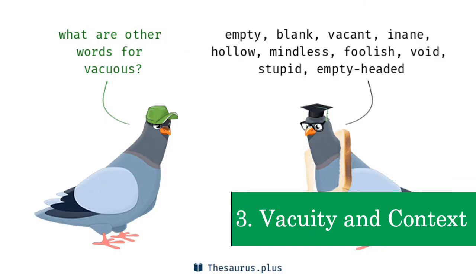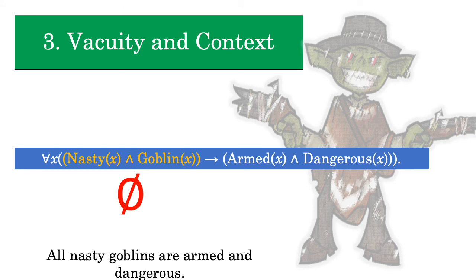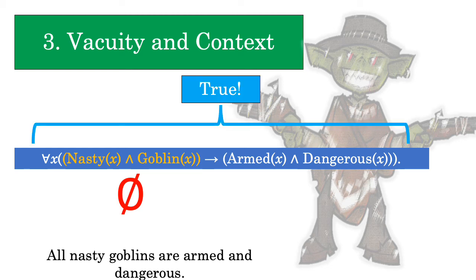Okay, let's wrap up by looking at a few odds and ends when it comes to translating quantified statements. Consider our last example. All nasty goblins are armed and dangerous. Now, one thing you may notice is that there are no goblins, right? Hence, there are no nasty goblins. So here's a question. Is this statement true or false? Well, it may seem surprising. The statement is true. It's what we call a vacuously true universal.